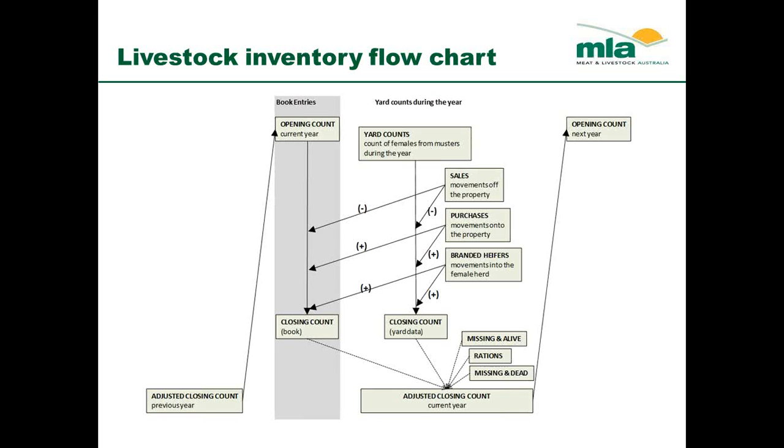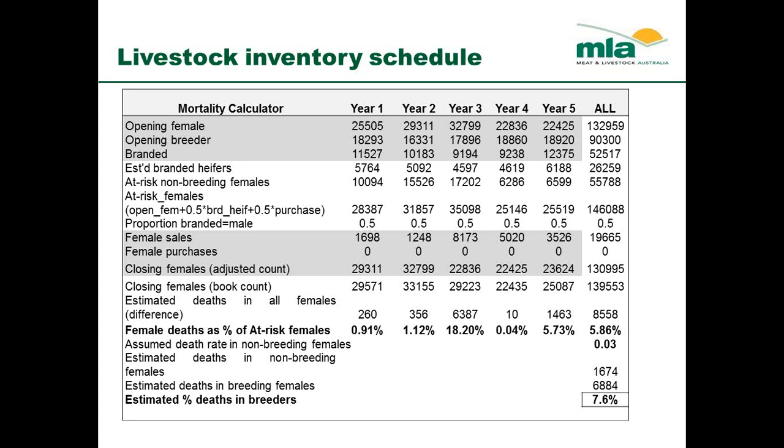So if I move on to the next slide, which shows you a typical livestock inventory schedule table, as you can see, it goes over 5 years, and then the numbers are aggregated into an all column at the end on the extreme right. In the shaded columns, you'll see opening female, opening breeder, branded, female sales, female purchases, closing females, adjusted count. They're the numbers that the owner manager can input immediately into this schedule, and then the schedule will work out, using some formula, the deaths and also the death percentage.